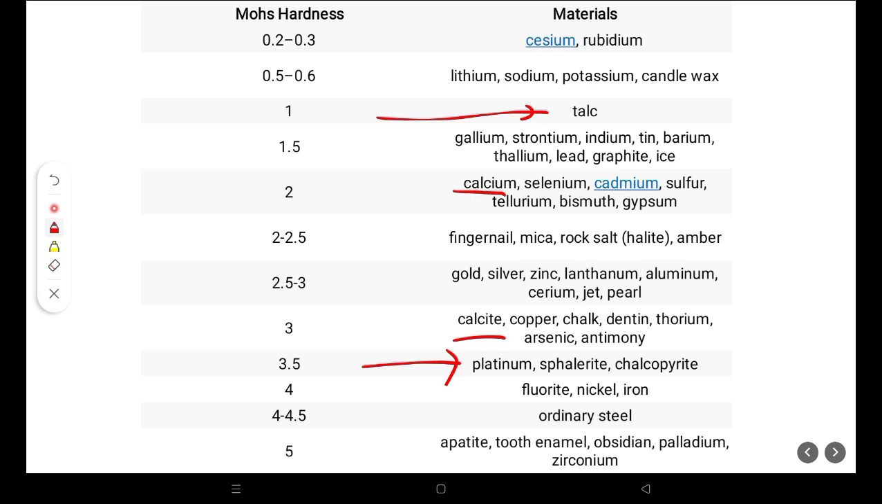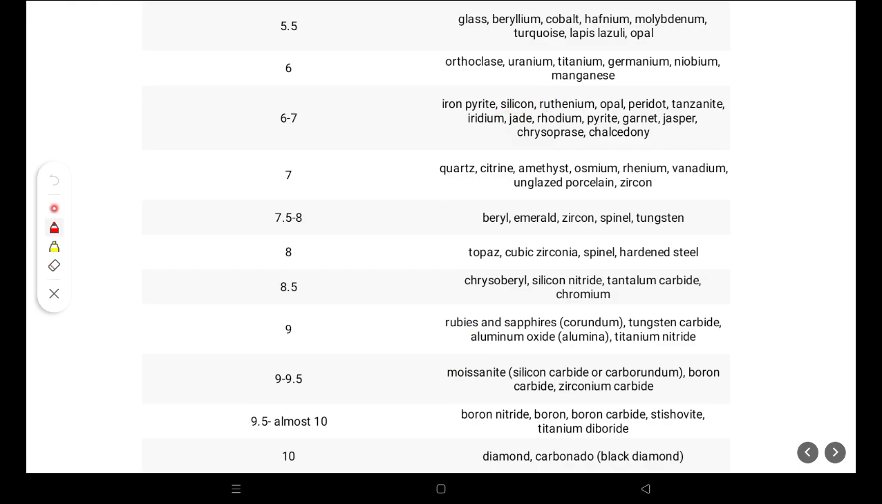In 4: fluorite, nickel, iron. 4.4 to 5 is ordinary steel. 5 is apatite, tooth enamel, obsidian, palladium, zirconium. And like that, in 5.5: glass, beryllium, cobalt, hafnium, molybdenum, turquoise, and lapis lazuli, opal.